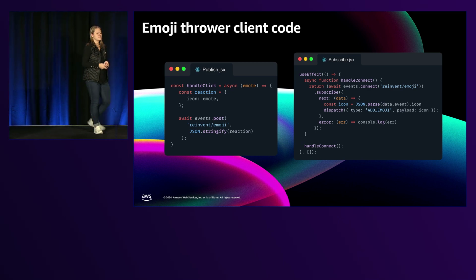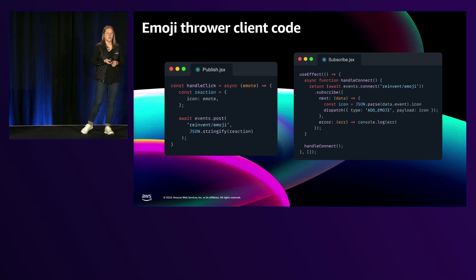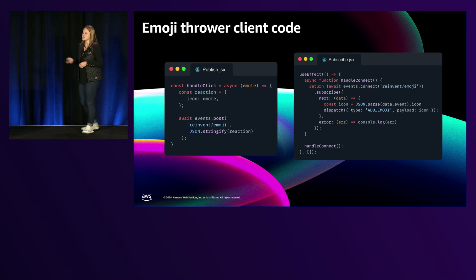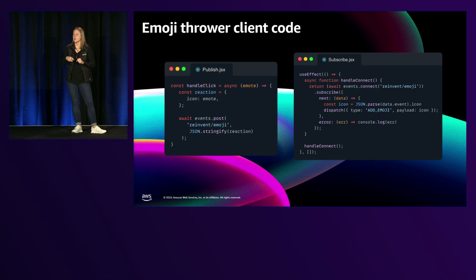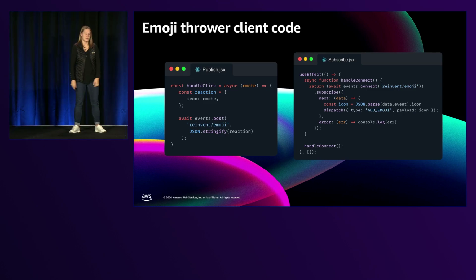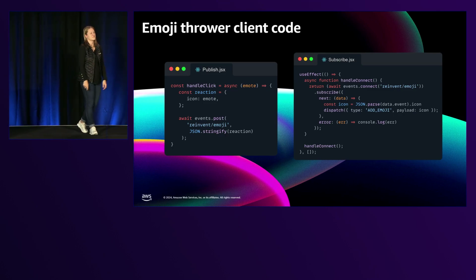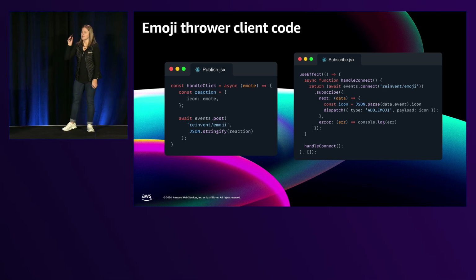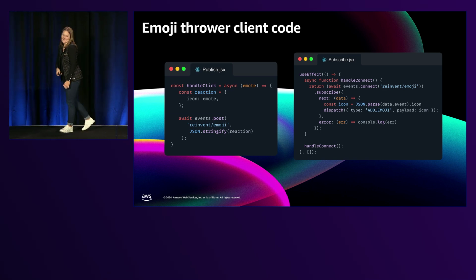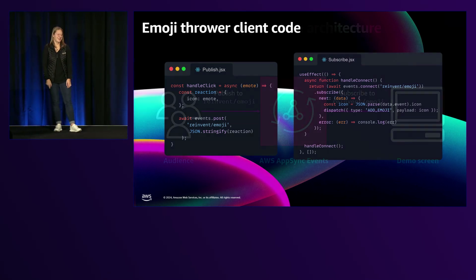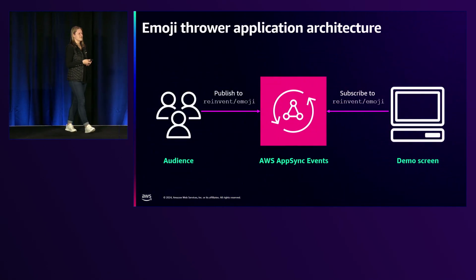This code is provided by the AWS Amplify API client library. But again, because we're just using HTTP POST for publish, as well as WebSockets for subscriptions, you don't have to use Amplify. You can use your favorite HTTP or WebSocket client library. Amplify does make it very straightforward. I think this is roughly 20 lines of code. And if you're like me, the less code you have to write, the less liability you have in your applications. And again, our application here is very simple.